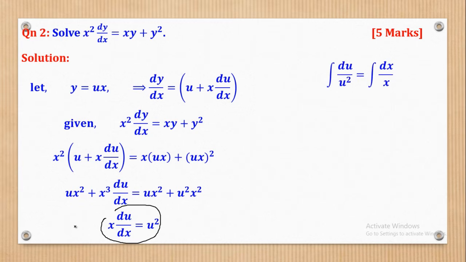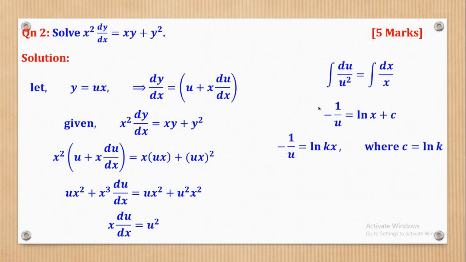The first thing to do is to separate variables and put integrals on both sides. After that, I'll start integrating. So this gives you negative 1 over u, and this gives you ln x plus the constant of integration. So I can choose to write this c in terms of ln, to become ln c, to become ln k, so that I can write it as ln kx.